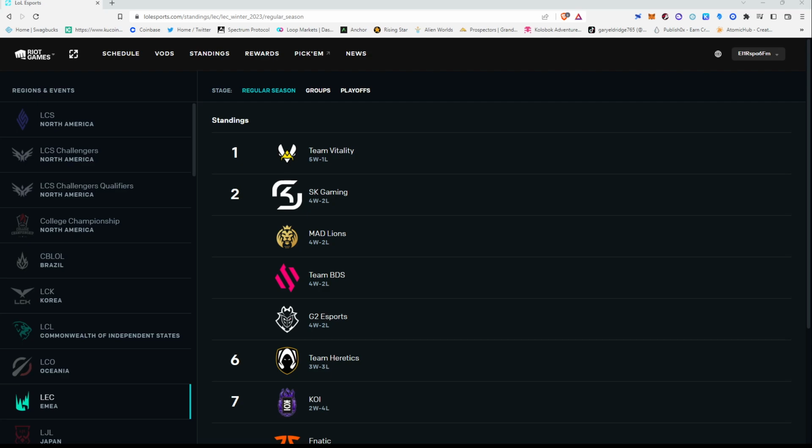Astralis would probably be 1-6. They play Fnatic, though, and Koi to wrap it. Again, Astralis could make it in.